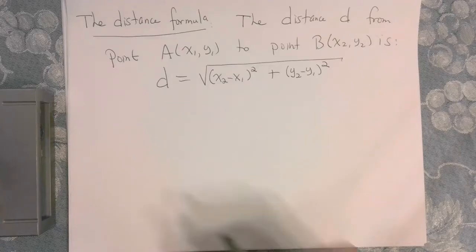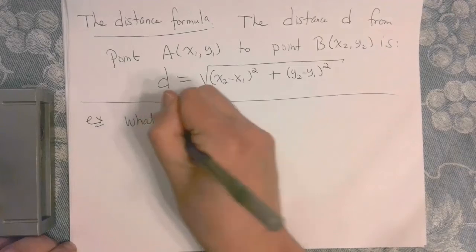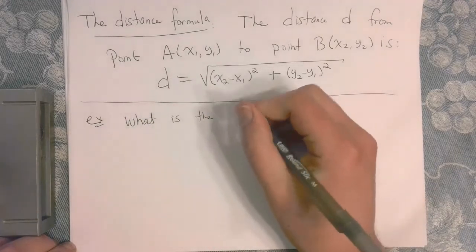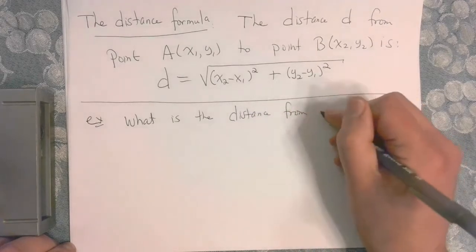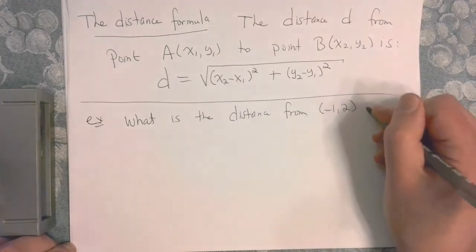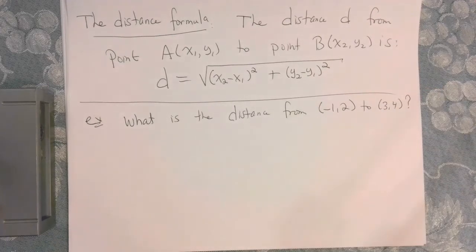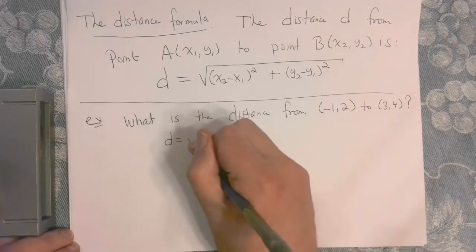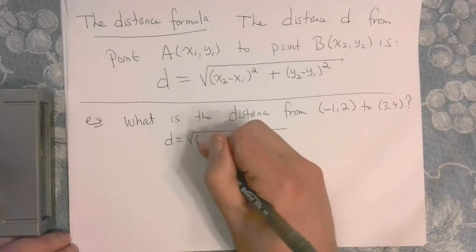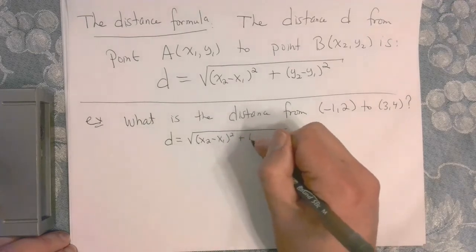And with that said, let's go ahead and try an example, right? So, example: what is the distance from (-1, 2) to (3, 4)? Well, we know we can compute that using our distance formula. So let's write out the distance formula and carefully think about what's x1, x2, y1, and y2 in this case.